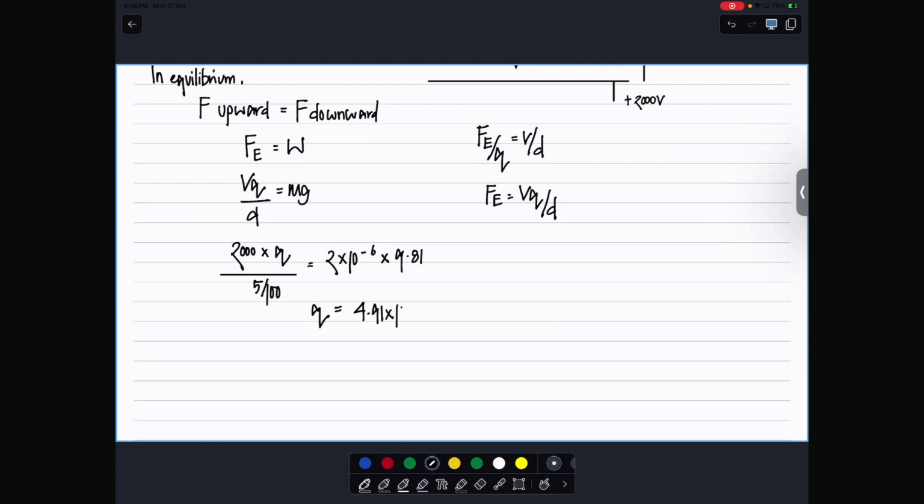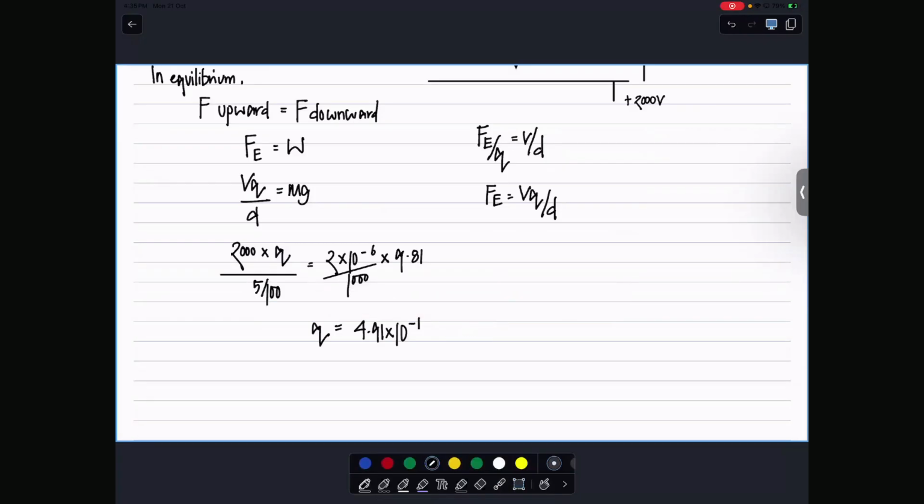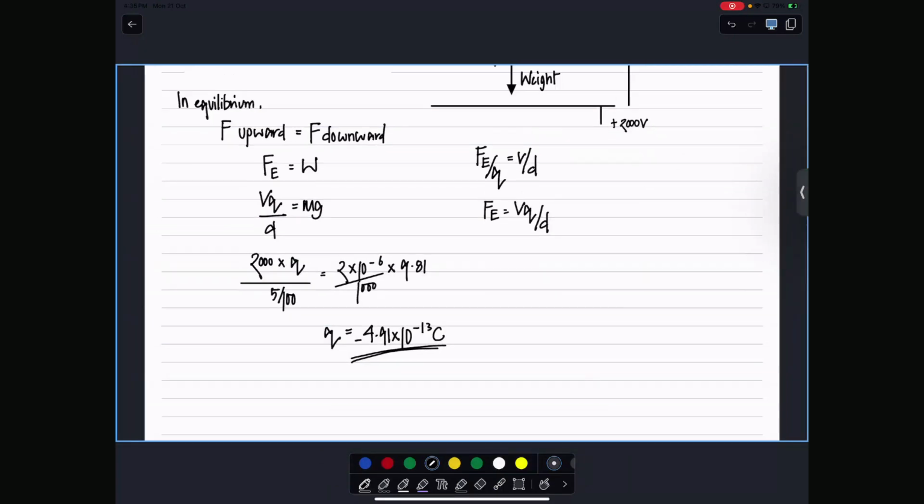4.91 into 10 to the power minus 10. Oh, sorry, this one. What did we do? Oh, yeah, sorry. Thank you. So this should be divided by 1000 again. In that case, what's the power going to be? 13. Right, so that's the answer.